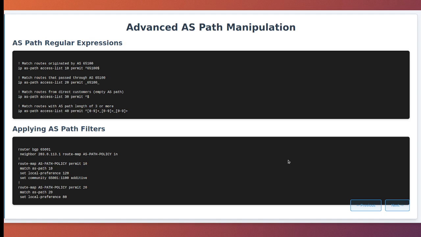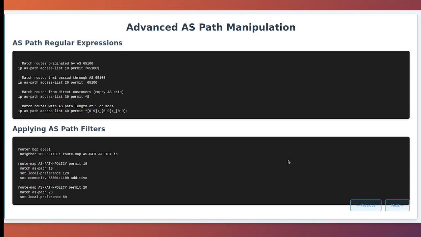Regular expressions in BGP use a specific syntax. The caret symbol matches the beginning of the AS path, the $ symbol matches the end, and the underscore symbol matches any delimiter. For example, ^65100$ matches routes originated by AS 65100, while _65100_ matches any routes that passed through AS 65100.